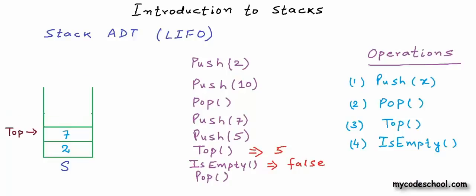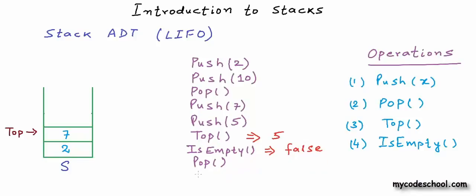As you can see, the element, the integer which is coming last, is going out first. That's why we call stack a last in first out data structure. We can pop till the stack gets empty. One more pop and stack will be empty. So this pretty much is stack data structure.